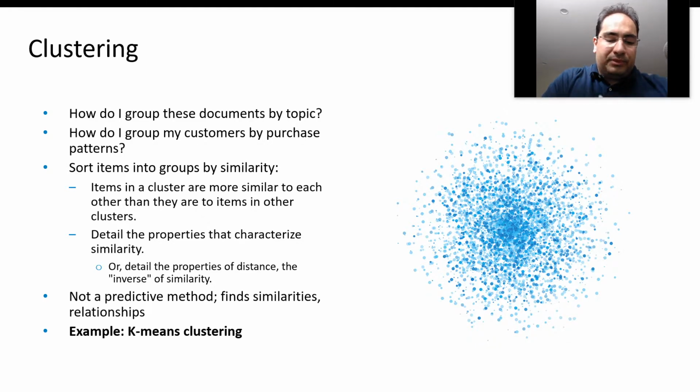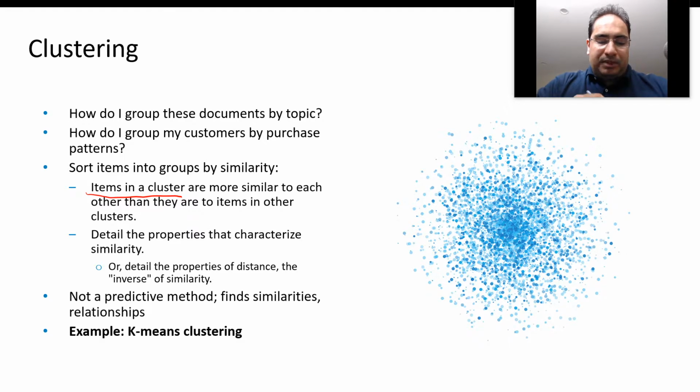The characteristic of this algorithm is that the items in each cluster are more similar to each other, and the items in different clusters are more different from each other. And that distance is something that we define. We'll talk about that soon.